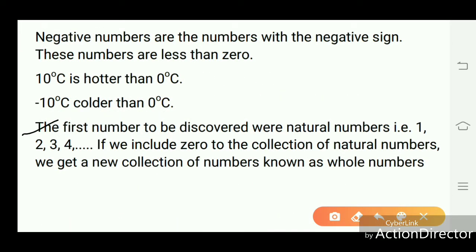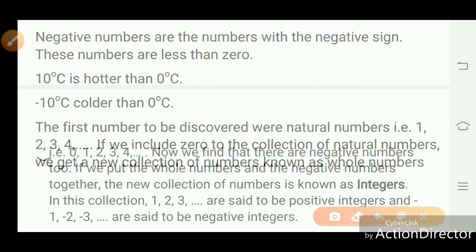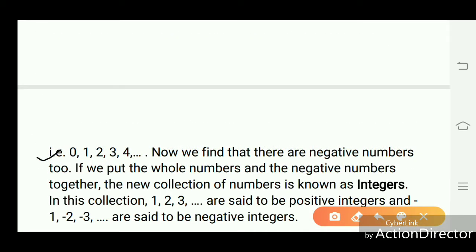The first numbers to be discovered were natural numbers, that is 1, 2, 3, 4 and so on. If we include 0 in the collection of natural numbers, we get a new collection known as whole numbers, that is 0, 1, 2, 3, 4 and so on. Now we find that there are negative numbers too. If we put the whole numbers and the negative numbers together, the new collection of numbers is known as integers.